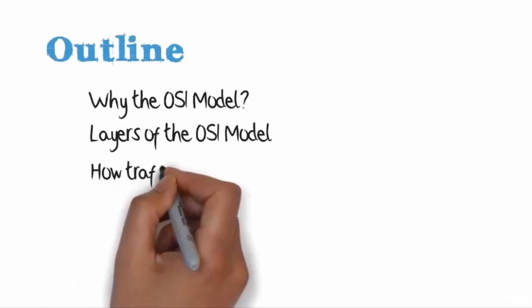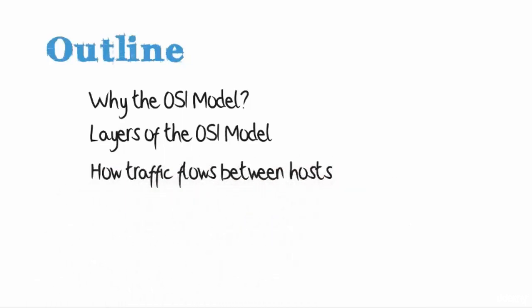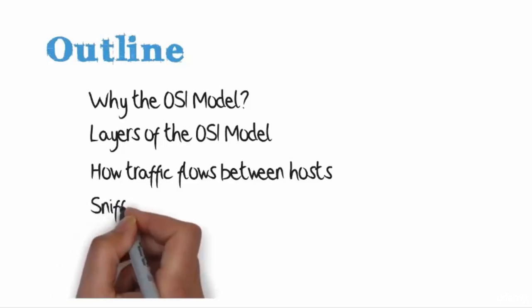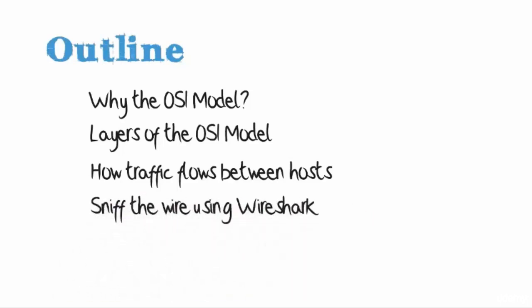I'm going to show you how traffic flows between hosts with specific reference to the OSI model. And lastly, I'm going to show you how the OSI model is used in the real world by sniffing traffic using a free application called Wireshark. Wireshark is a sniffing application that allows you to see traffic on the network. In this example, I'm going to open a web browser to a server on the internet, and we'll capture the traffic and see what it looks like.